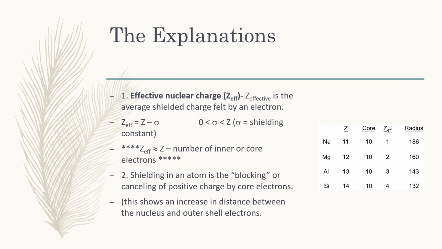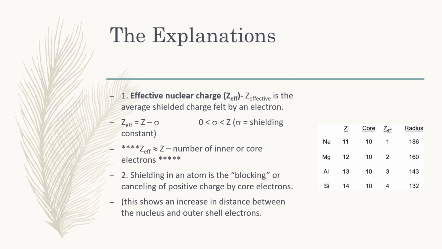You will learn how to evaluate the trends looking at the periodic table, but that is not enough. You need to be able to explain why a trend occurs the way it does. To do so, there are four main explanations that you will want to focus on. The first of them is called the effective nuclear charge. It is commonly referred to as Z effective, and it is the average shielding charge felt by an electron.